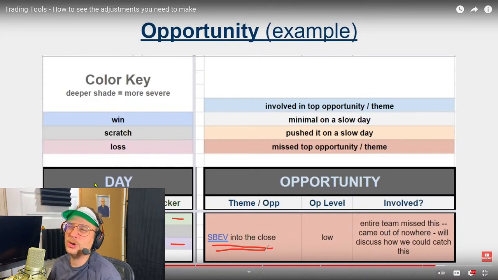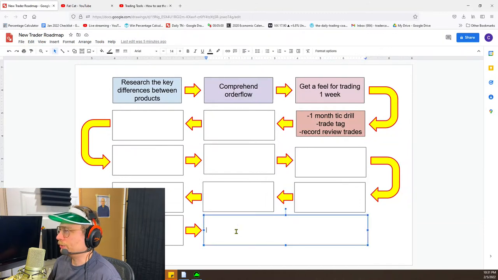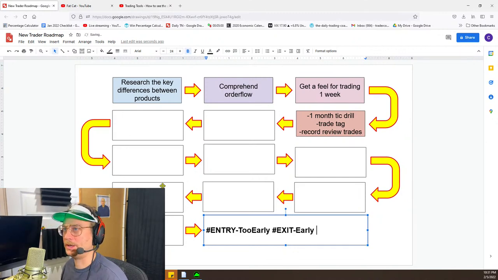So if you're brand new and you're doing tick drills, here, let's just do it here. I suggest you start tagging the trades. Just grade your entries and exits. Well, actually, you just need to grade your entries because you're doing tick drills, so you shouldn't really need to grade your... Well, you could grade your exits if you want. So these are some tags I use. Feel free to copy them.